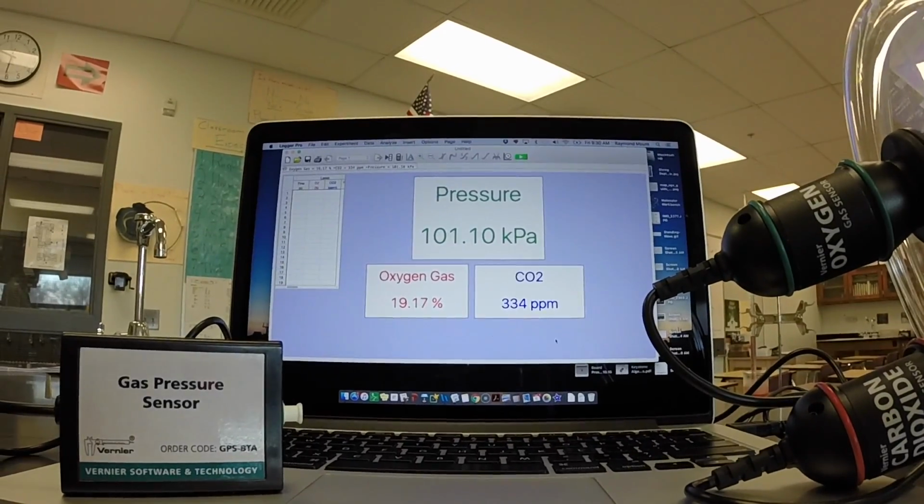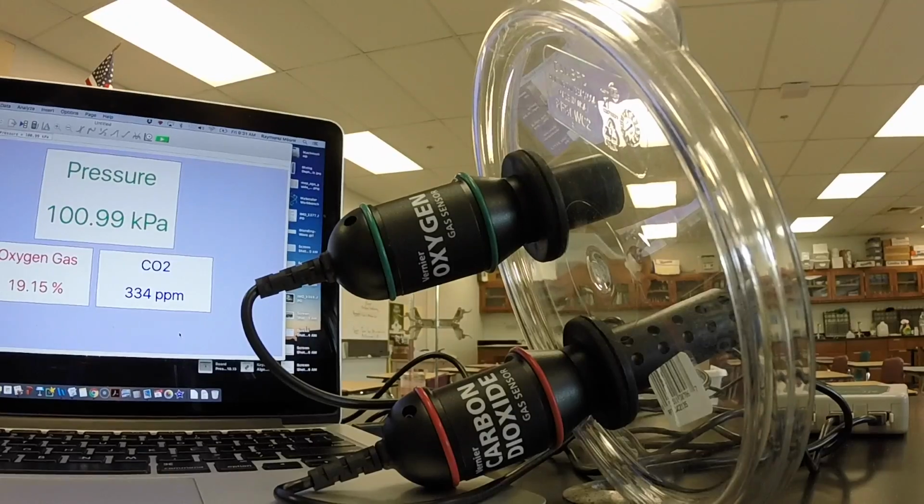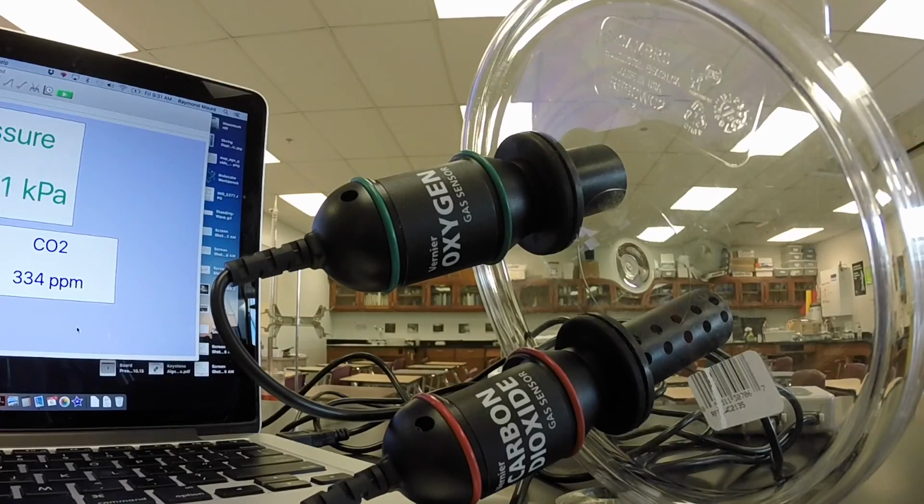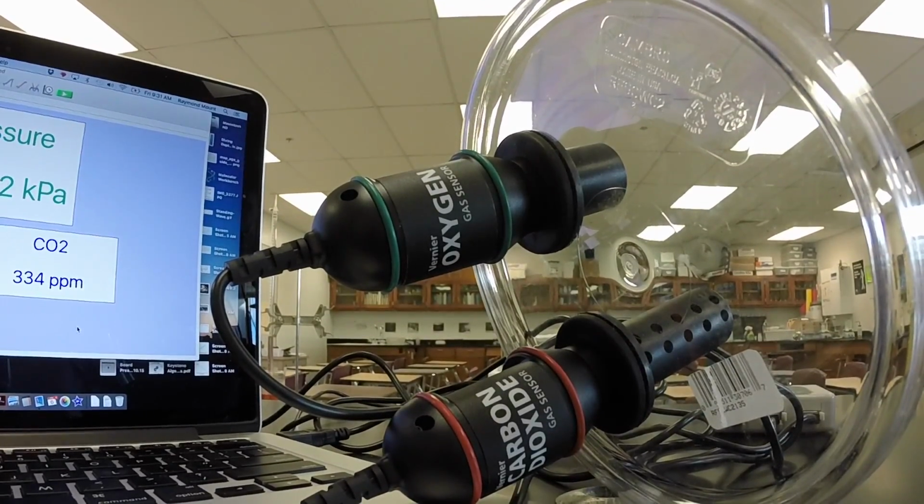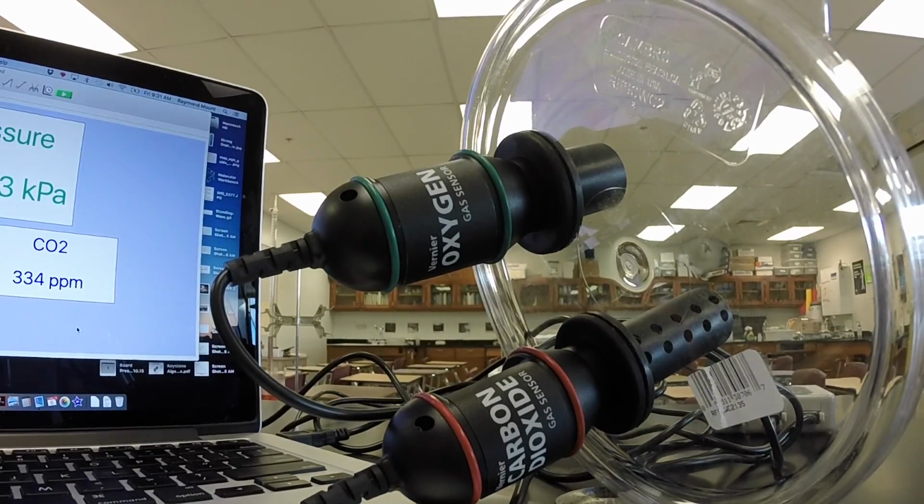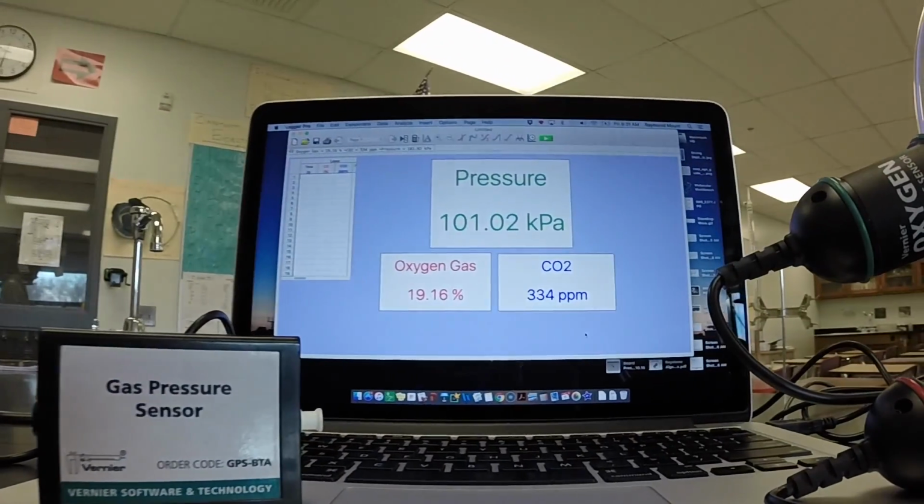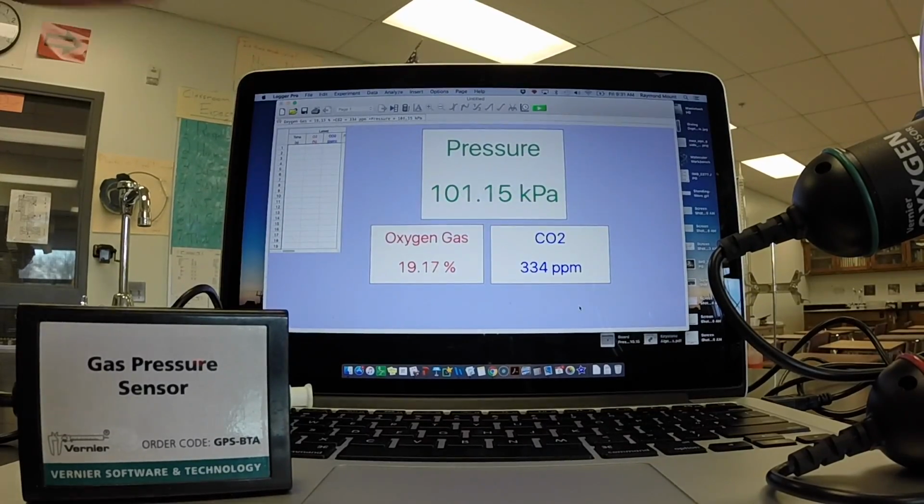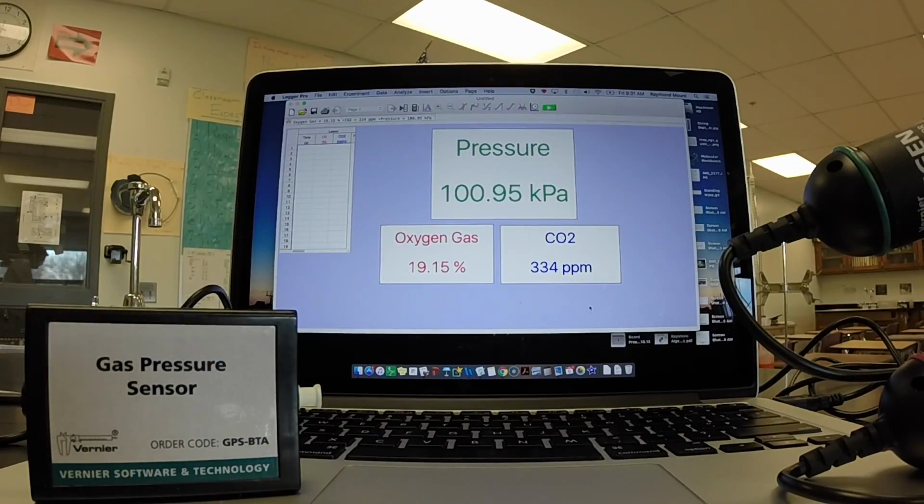Now, we also have connected to the computer two gas sensors. We have a carbon dioxide probe and an oxygen probe. Those are specifically measuring the concentration of oxygen and carbon dioxide in the atmosphere, and the data is reported on the screen. For the oxygen gas, our concentration in the atmosphere right now in this room is about 19.16%. We're fluctuating around 0.16.